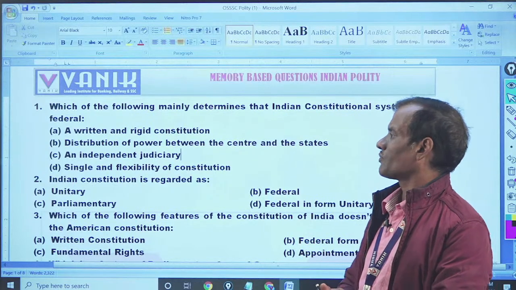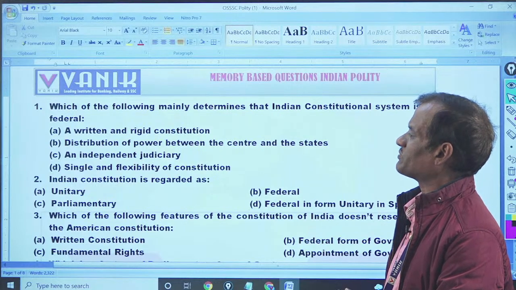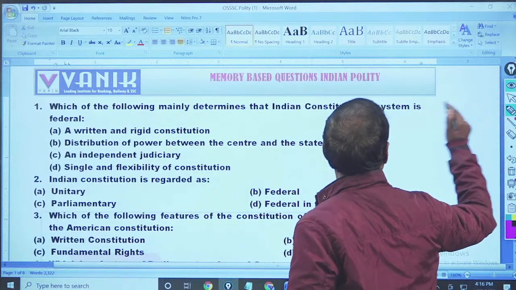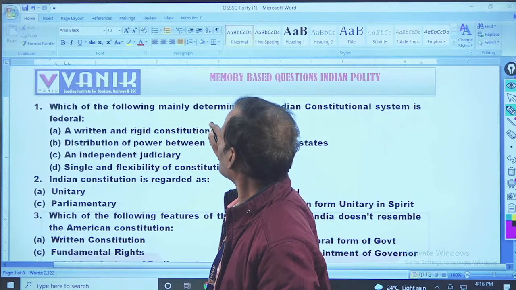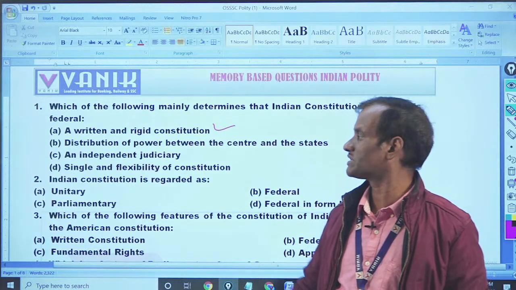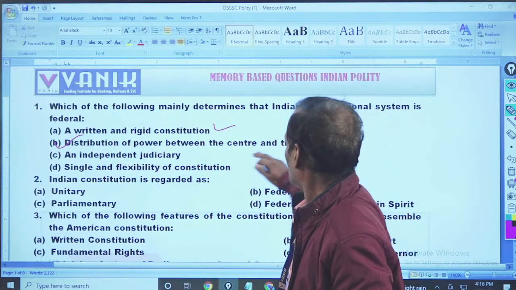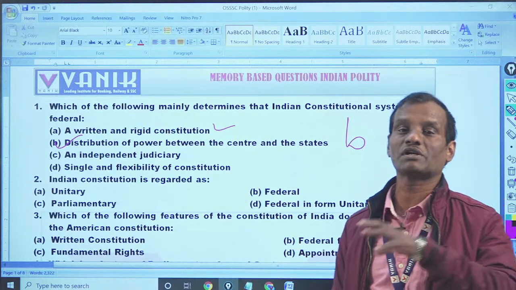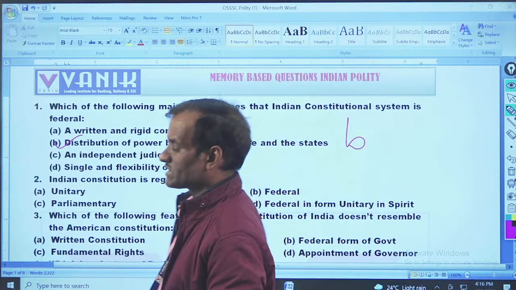Question number 1. Which of the following mainly determines that Indian constitutional system is federal? See, written and rigid constitution is also a feature of federation, and distribution of power is also, but most important is distribution of power. Any country that has a distribution or division of power between the central government and state governments, that is called federation.